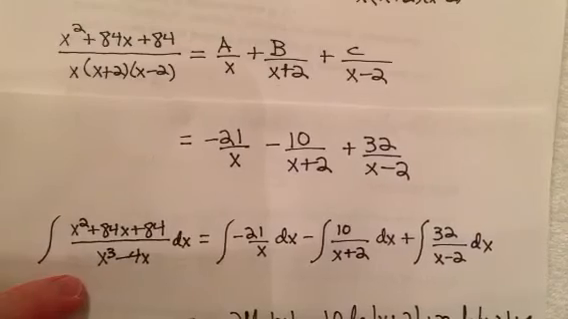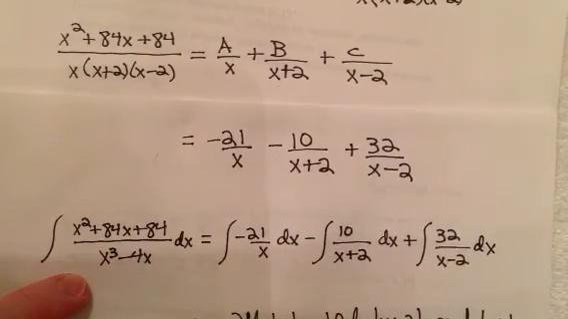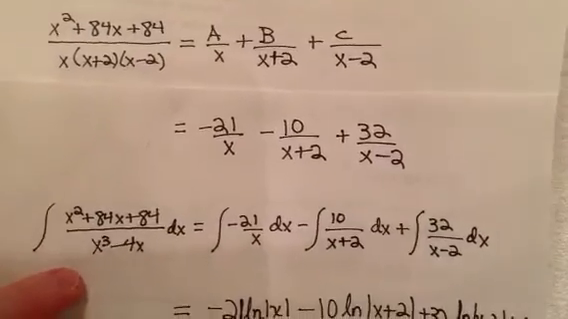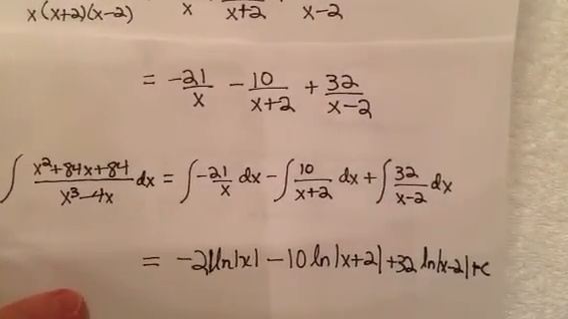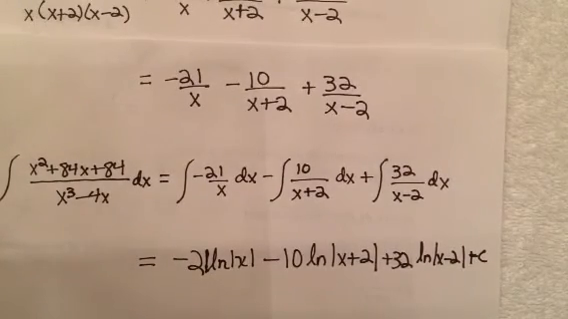There are various ways upon which the answer can be displayed, but I'm just going to leave this as sums and differences of logarithms. And the nice thing about this one is that both x plus 2 and x minus 2 will have a derivative of 1, and so we're just going to have 3 basic logarithmic terms. Among our antiderivatives, we have negative 21 times the natural logarithm of x, minus 10 times the natural logarithm of x plus 2, plus 32 times the natural logarithm of x minus 2, followed by the constant.